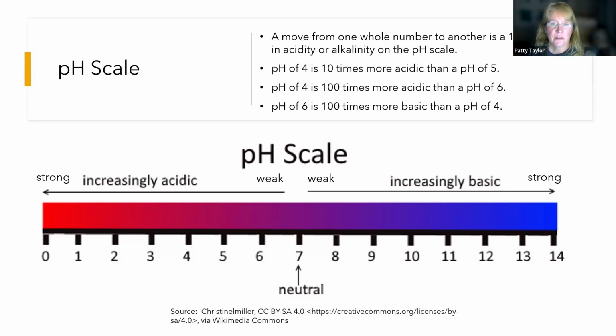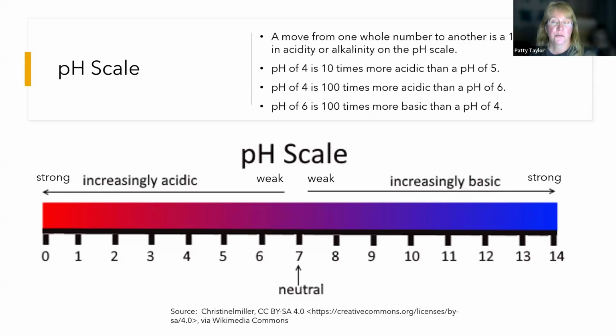So let's look at some examples. We know that every whole number you move on the pH scale is a 10-fold change. So a pH of 4 compared to 5 is a 10-fold change. 4 is 10 times more acidic than 5. Otherwise, you could flip-flop it and say 5 is 10 times more basic than 4. So you never have to work with negatives here. You can just flip-flop those numbers and rearrange your sentence. You're always going to be able to deal with positive numbers.